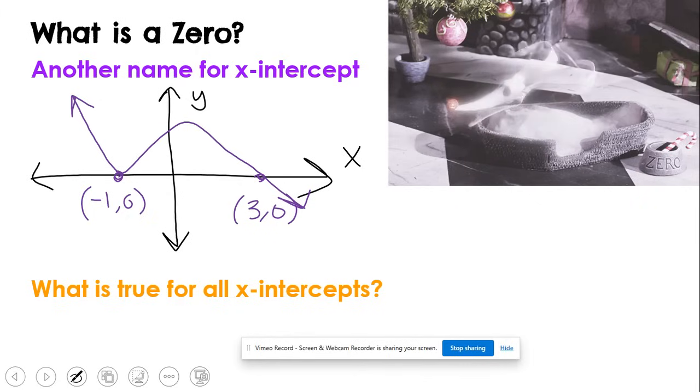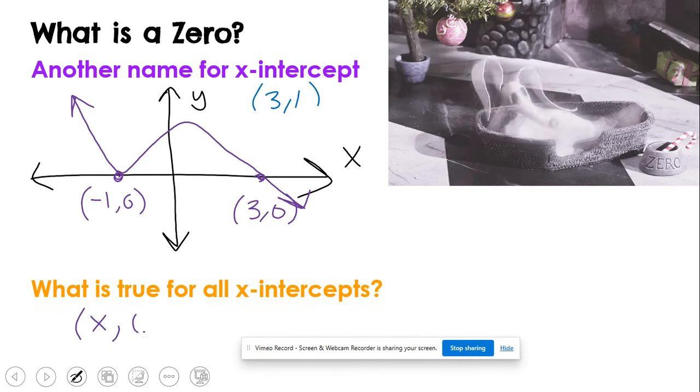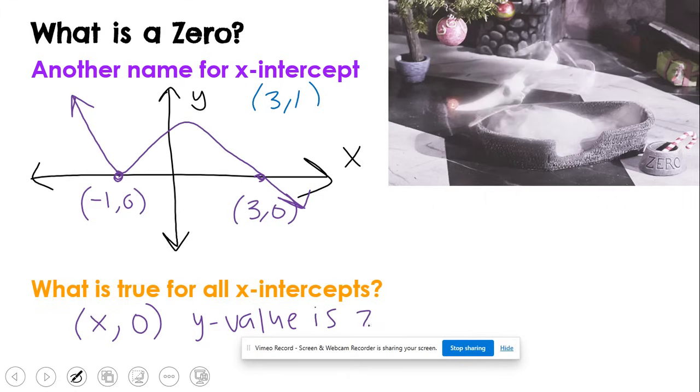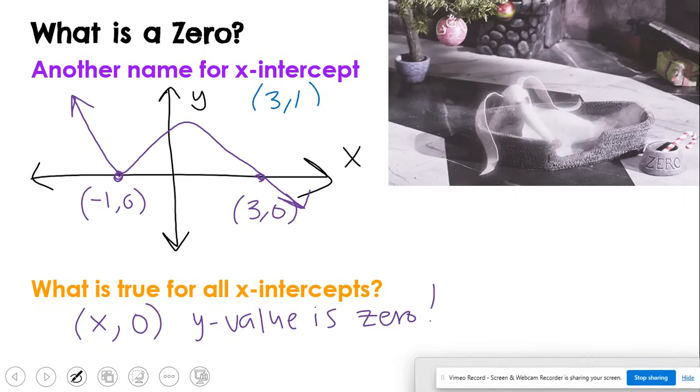If it didn't go through the x-axis, then it would just be another point. Like if it went through 3, 1, and maybe that's floating up around right over here, we know that that's just a regular point because all x-intercepts are of the form a number x, 0, or more specifically, the y value is 0. That's a super important detail. And that's actually why we got the name zeros for x-intercepts, because the y values are 0.